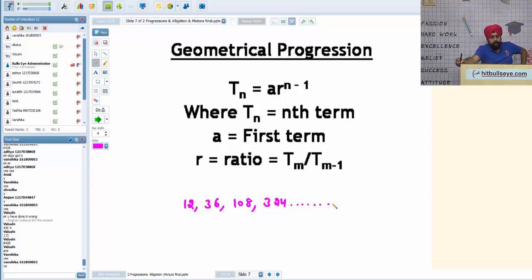Okay. The formula is nth term is equal to A R to the power n minus 1. Tn is the nth term, A is the first term, R is the ratio. The only difference here is R, it is not D here. यहाँ पे हम difference नहीं लेते, यहाँ पे हम ratio लेते हैं.